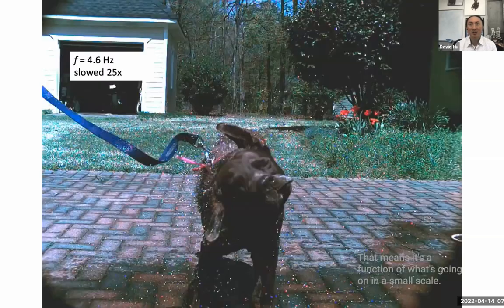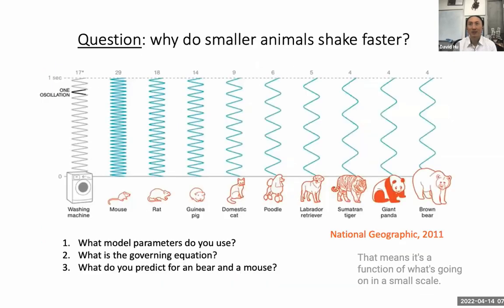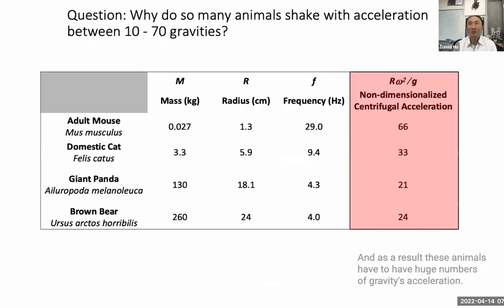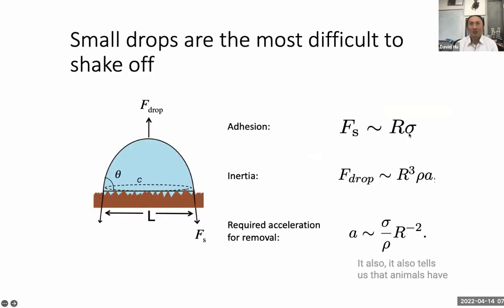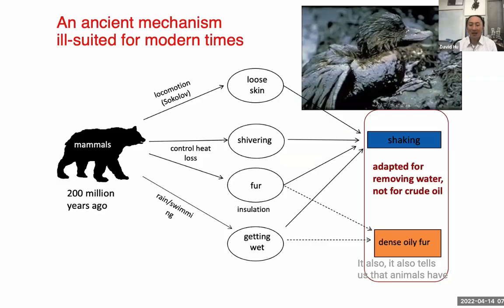That means it's a function of what's going on at a small scale. And as a result, these animals have to have huge numbers of gravities of acceleration. But because they all want to just exceed the forces to remove the drop and not go any further, they're generally within this range of 20 Gs to 60 Gs. It also tells us that animals have been tuning their bodies to remove water that's trapped on their bodies due to adhesion by surface tension.